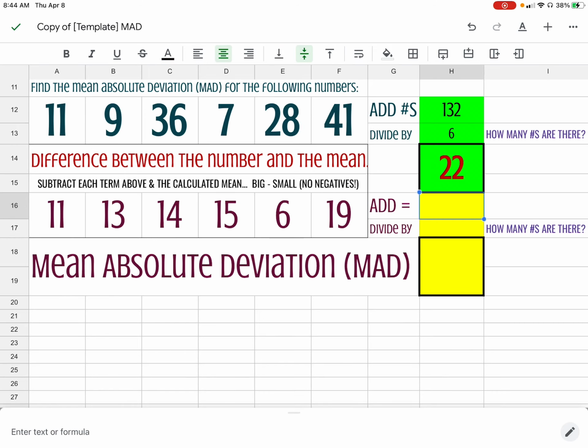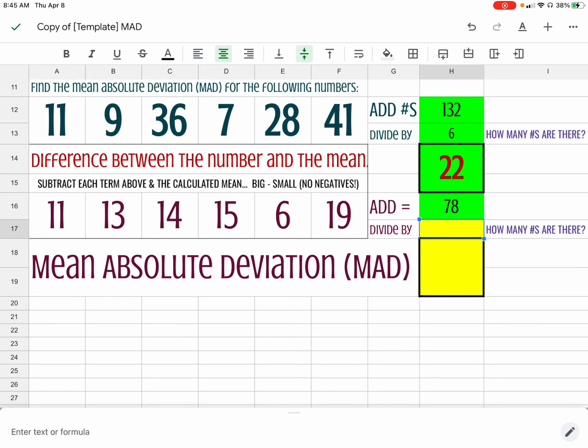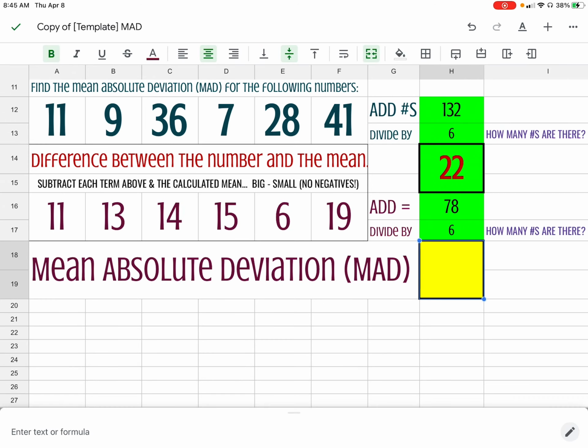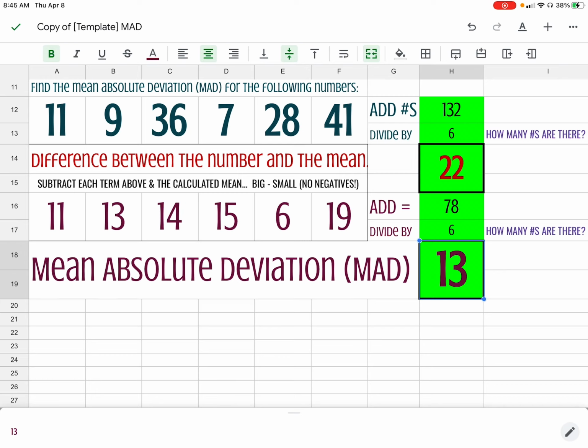We go ahead and add all of these values together. That's going to be 30, 50, 65, 78. Once again, we are going to be dividing this one by 6. And 6 goes into 78 13 times. So my mean absolute deviation is 13.